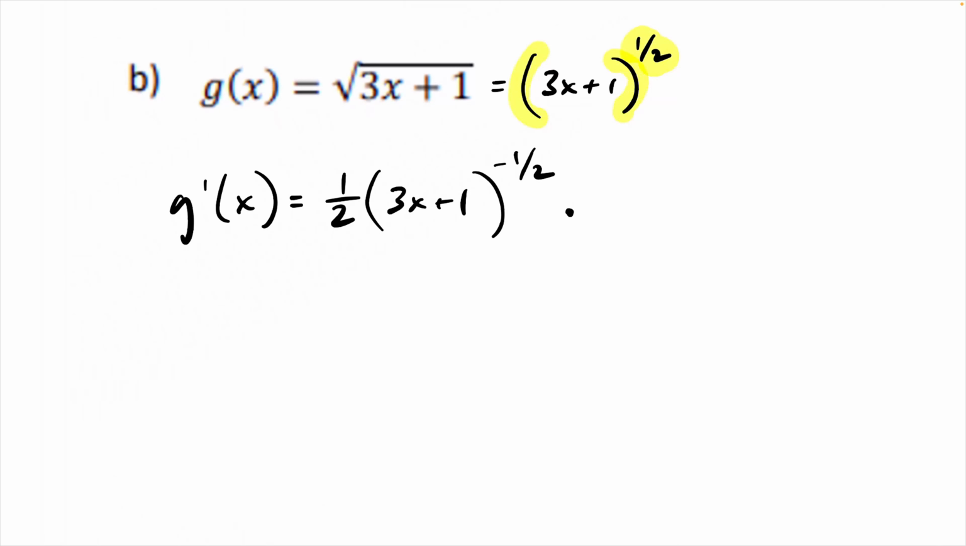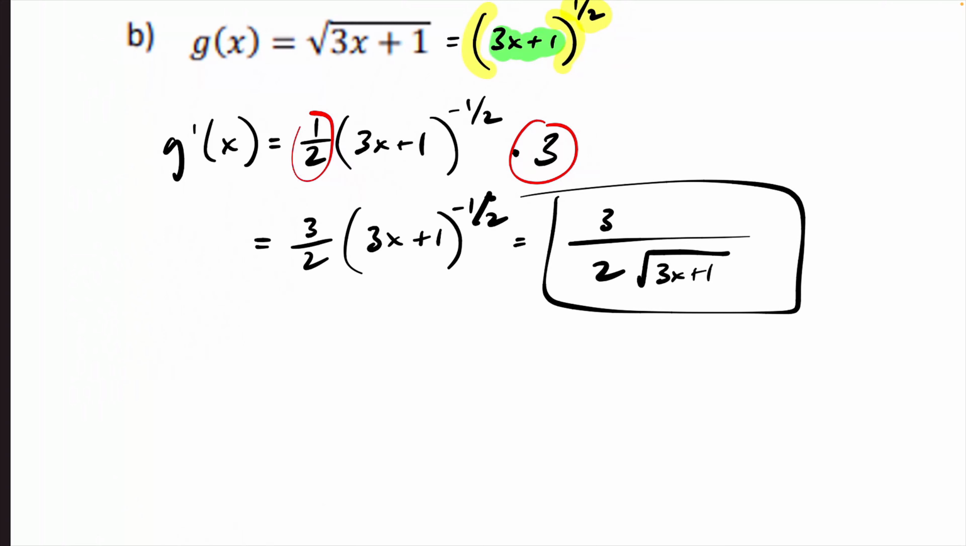Multiply now. Now we can multiply these guys because they're both monomials. 3 and 1/2, so we get 3 over 2. 3x plus 1, -1/2. We don't want to finish with negative exponents, right? So I'm going to write a fraction. I got a 3 on top, 2 on bottom. Since it's negative 1/2, it's going to move to the bottom with the 2. So square root 3x plus 1. Okay. Done.